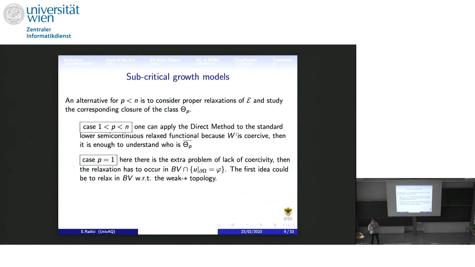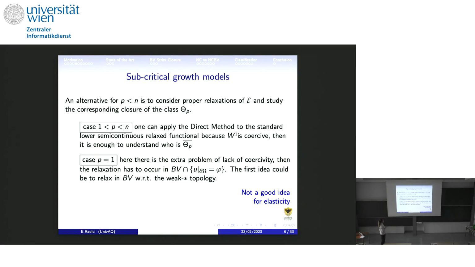Then okay, this is what we are more interested in. Since we are not good at going on with the existence theory when p is strictly bigger than 1, what we do is, let's try to do the easy things in the more difficult case, okay? The first thing that one can have in mind is to relax with respect to the weak star topology in BV. But actually, this is not a good idea if you have elasticity as an application in mind, because you can produce limits which behave badly with respect to the condition of non-interpenetration of the material.